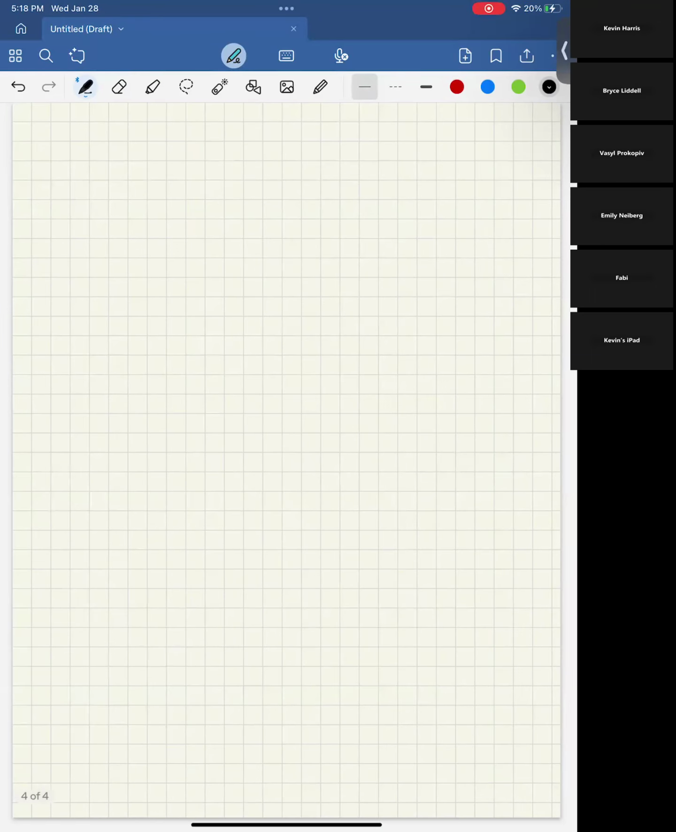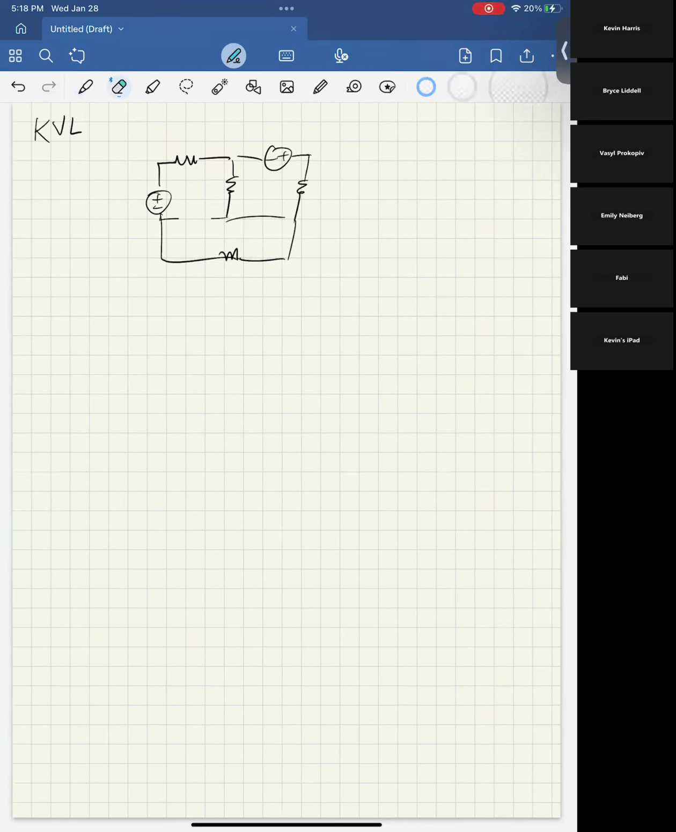Okay, now I'll touch on KVL and KCL. KVL is saying for any circuit, for any loop. So let's make up a circuit. It's got some resistors. It's got another voltage source over here. Let's even put another thing here with the resistor. And also let's put a resistor here so that it looks better.